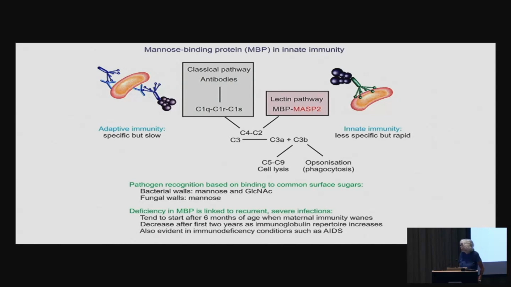And this protein is definitely important in the innate immune system, particularly in young infants. We know this because there are deficiencies in mannose binding protein which are linked to severe recurrent infections.